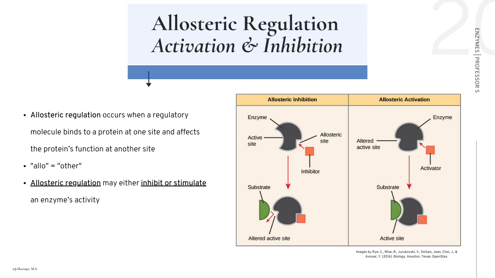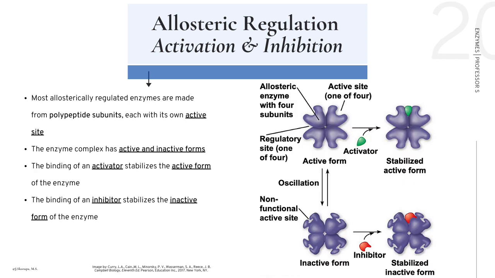Most allosterically regulated enzymes are made from polypeptide subunits, each with its own active site. The enzyme complex has active and inactive forms. The binding of an activator stabilizes the active form of that enzyme. We see this with the green activator molecule here.